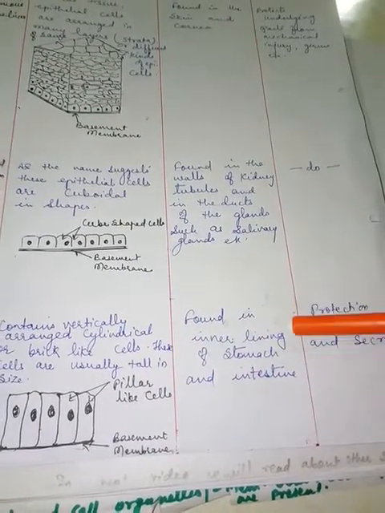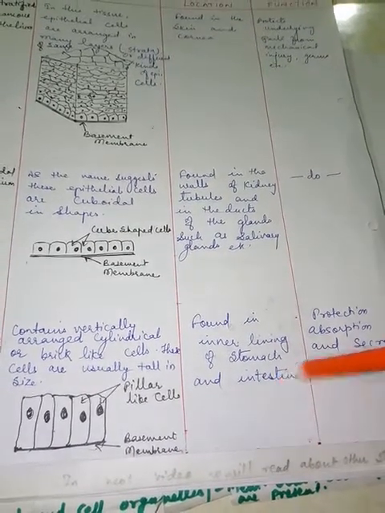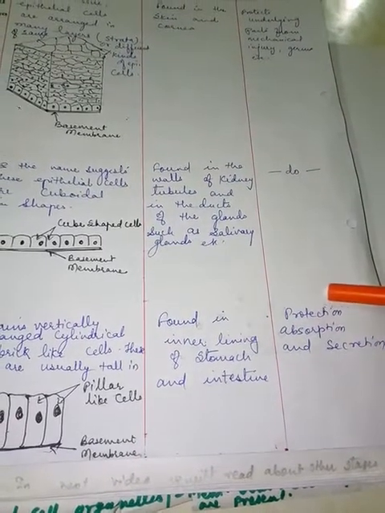Now children, such types of tissues are found in the inner lining of the stomach and intestine, and the function is protection, meaning protecting the underlying part, then absorption of certain materials, and at the same time secretion also.